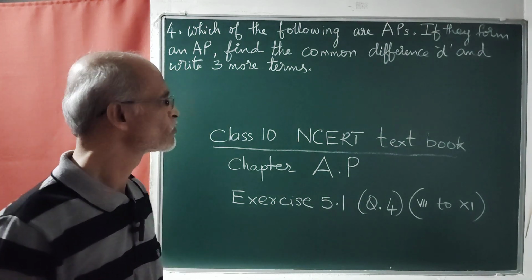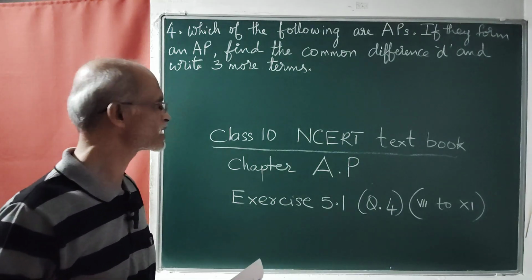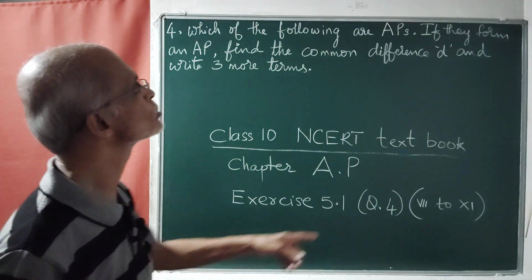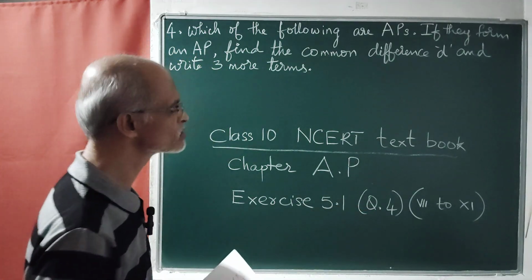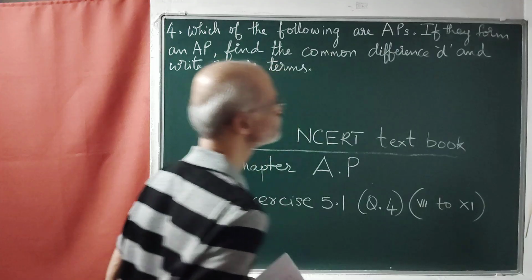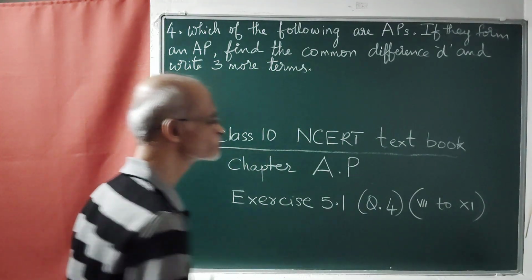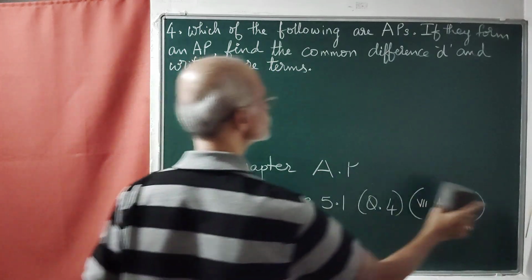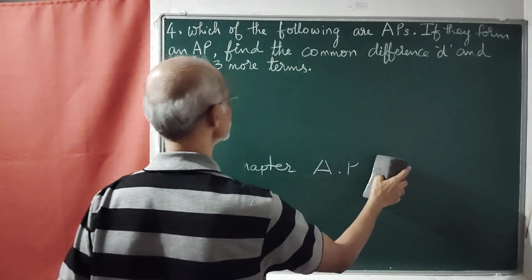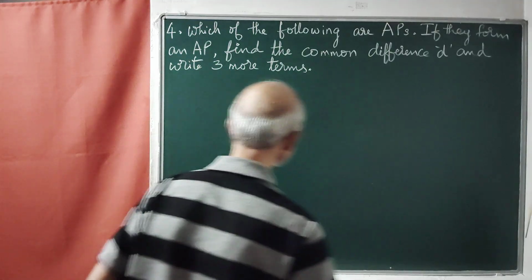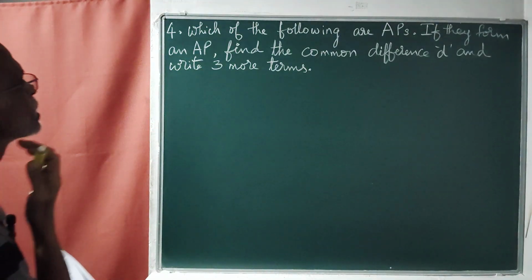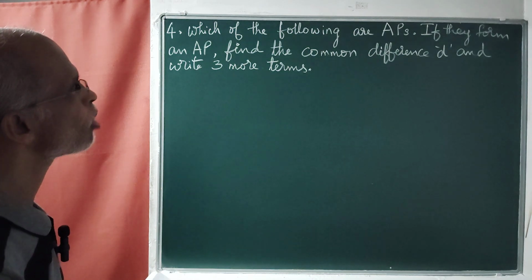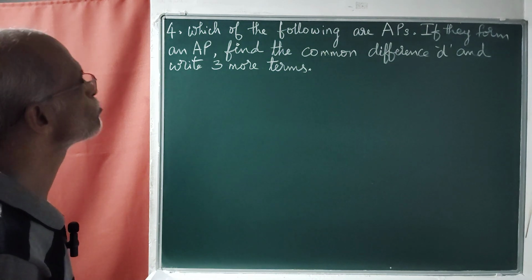In this class, we will solve the sums from class 10 NCERT textbook, chapter AP, exercise 5.1, question 4, sub questions 7 to 11. Question 4 says, which of the following are APs? If they form an AP, find the common difference D and write 3 more terms.